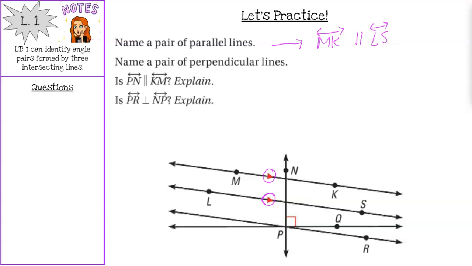Name a pair of perpendicular lines. Well, we know perpendicular means they need that right angle marking. So the right angle is on this line and this line. So we can say that line NP is perpendicular to PQ.